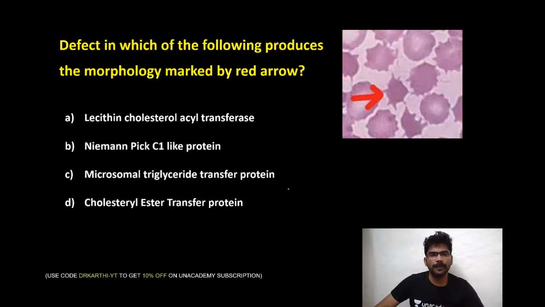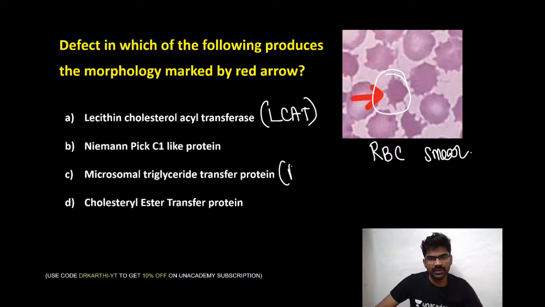Look at this easy question only. Defect in which of the following produces the morphology marked by the red arrow? So focus on the red arrow. This is an RBC smear. Let me tell you, this is an RBC smear. I don't want to confuse you guys. What is this? This is LCAT. This is known as MTP. This is known as CETP. So what is the role of each and everything?